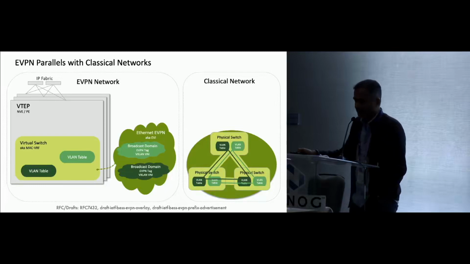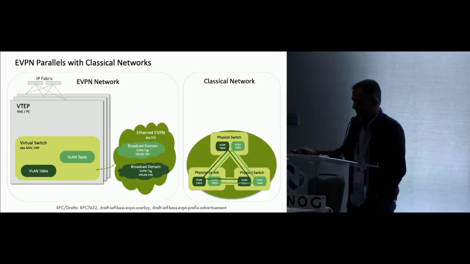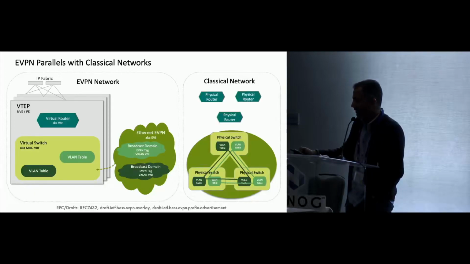In the EVPN network, you have VXLAN tunnels connecting the virtual switches, with tags called VNIs, virtual network IDs, that are the corollary to the classical network's VLAN trunks. So you can think of the VXLAN tunnels as the same as the VLAN trunks that connect the VLAN tables together.